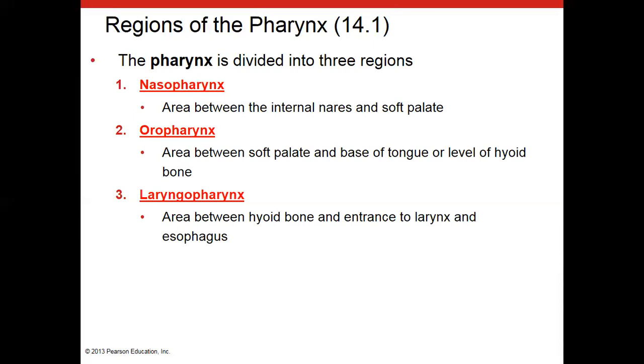The pharynx has three sections. The nasopharynx, think of that part of the throat that's closely associated with the nasal cavity, so it's between the internal nares and the soft palate, which is the very back of the roof of your mouth. The oropharynx is between the soft palate, the top and posterior portion of your oral cavity, and the base of your tongue. And then the laryngopharynx, think the larynx is your voice box, so it's the area between the base of your tongue, or your hyoid bone, and the entrance to the larynx and the esophagus.